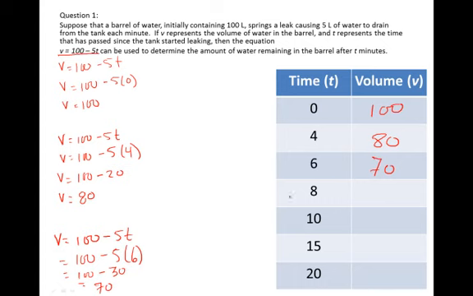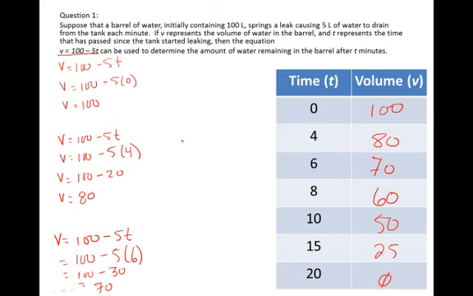So you go through every single one, adding these values in place of T. And what you're going to have is 70 here for 6 minutes. Then you're going to have 60, 50, 25, and 0.